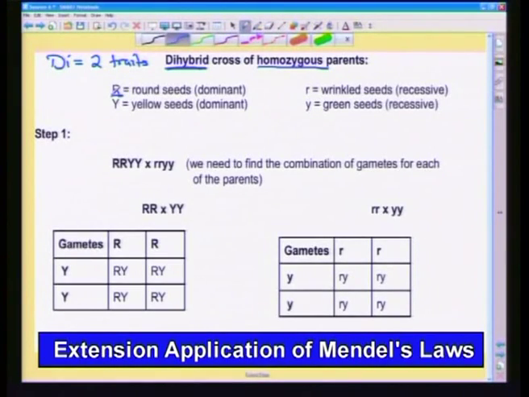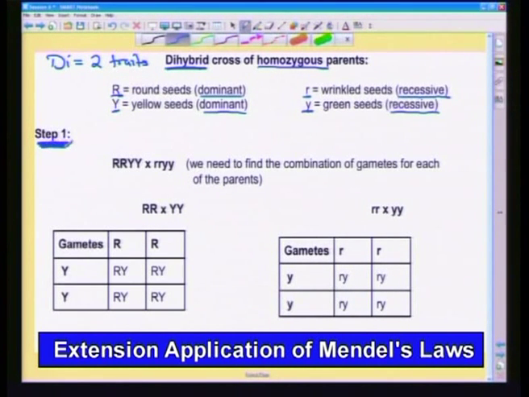Here we go. We have the capital R for round seeds, that is dominant, and a capital Y for yellow seeds because it is dominant. So yellow dominates over green and round dominates over wrinkled. So here we're going to have the small r because it is recessive and the little y because it is recessive. Now, if your handwriting is not very neat, you're going to battle with the capital Y and the small y. So people, be very, very careful the way you write this down. Be neat. First step.